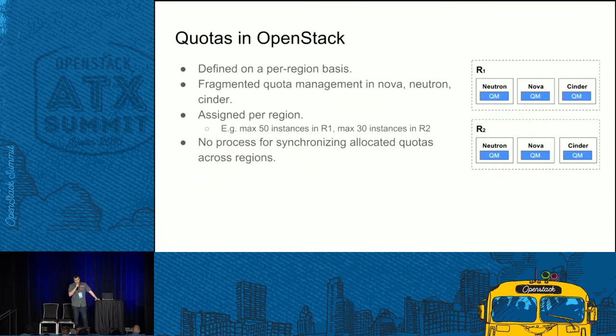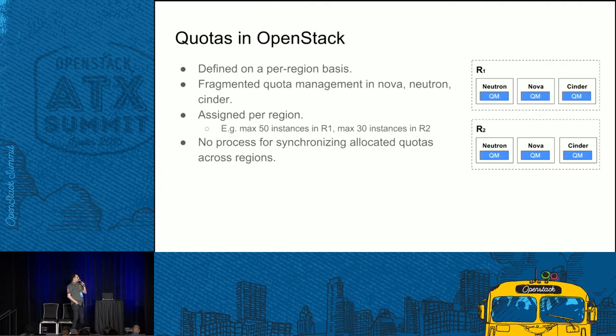So currently, quotas in OpenStack are defined on a per-region basis. Further, these quotas are also spread across the different services, right? Nova is responsible for the compute-related quota limits, Neutron for the networking, and Cinder for storage. So when it comes to multi-region deployments, basically it means that you have to go in and set quota limits in each region, in each service, and well, that doesn't scale.